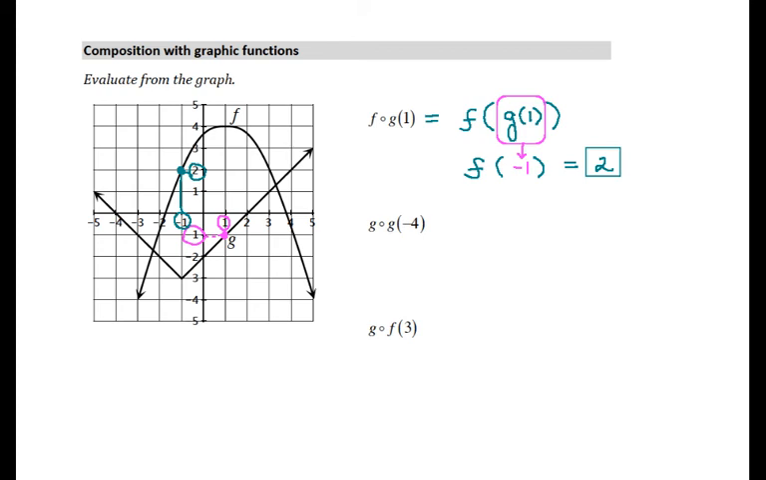So go ahead and try g composed with g of -4. Yes, you can compose a function with itself. And g composed with f of 3. Maybe pause the video and try those and then compare to what I get.